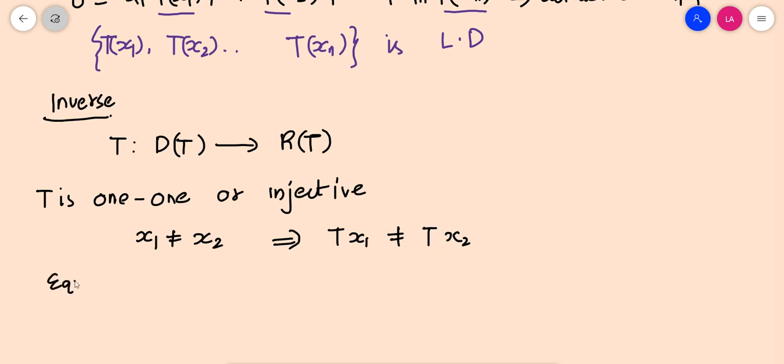Or equivalently, T of x1 is equal to T of x2 implies x1 is equal to x2. So if the elements are distinct, then the images are also distinct. If a function satisfies such a property, then it is said to be injective or one-to-one. Now we have enough to define the inverse of a function, especially of a linear operator.